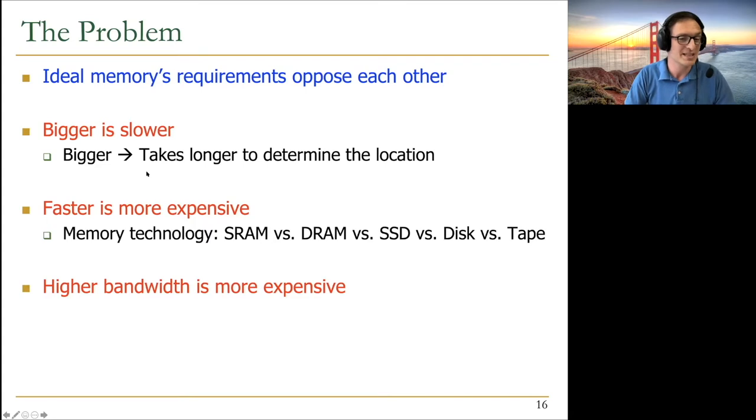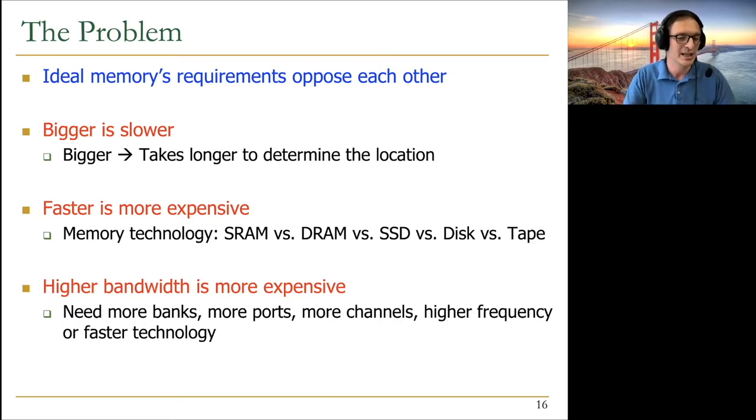Faster is more expensive. You may have a memory technology that's faster than the other, but it turns out it usually requires more area. SRAM, for example, is a good example. SRAM versus DRAM, versus SSD versus disk versus tape. Going from left to right, your cost reduces, but you also become slower, basically. Essentially, faster technologies are more expensive because they require more to build the bit cell that you're storing data in. And higher bandwidth is more expensive.